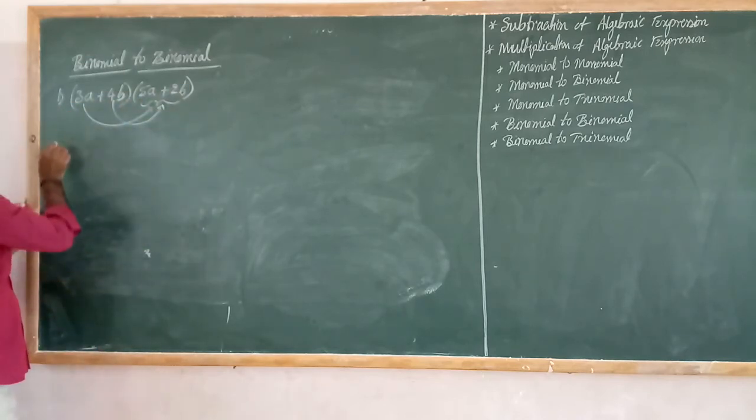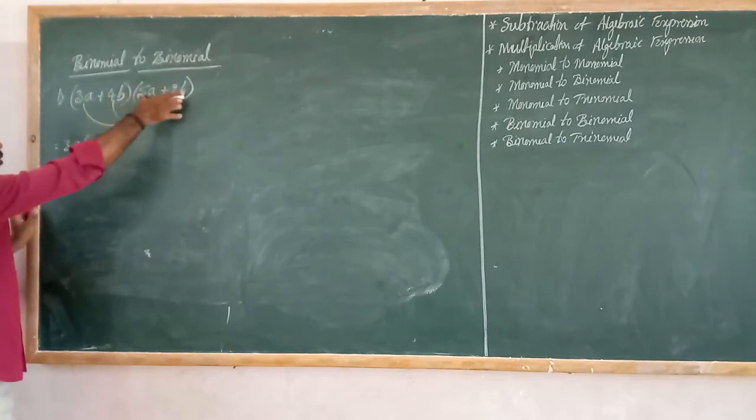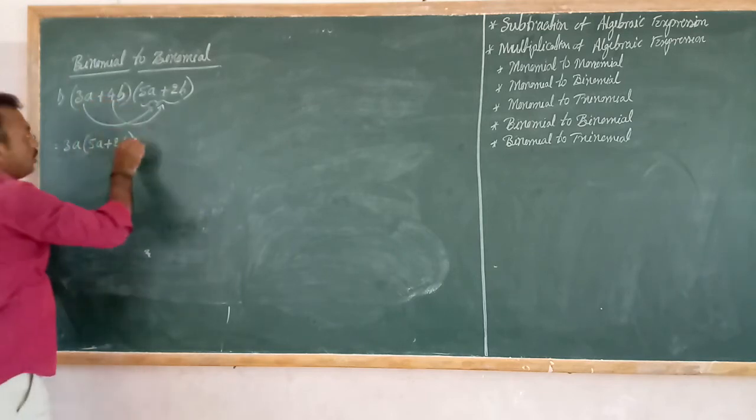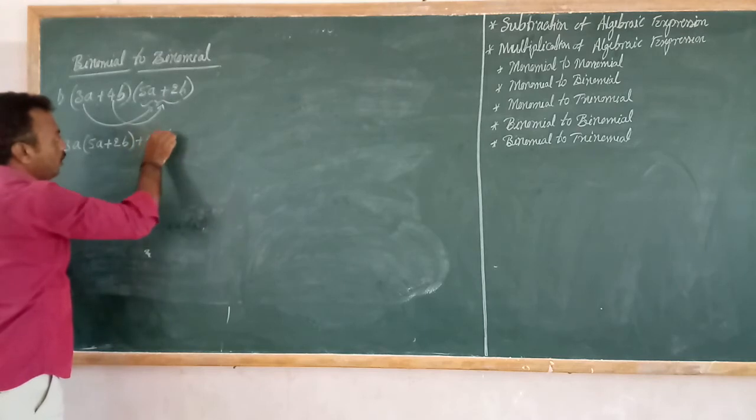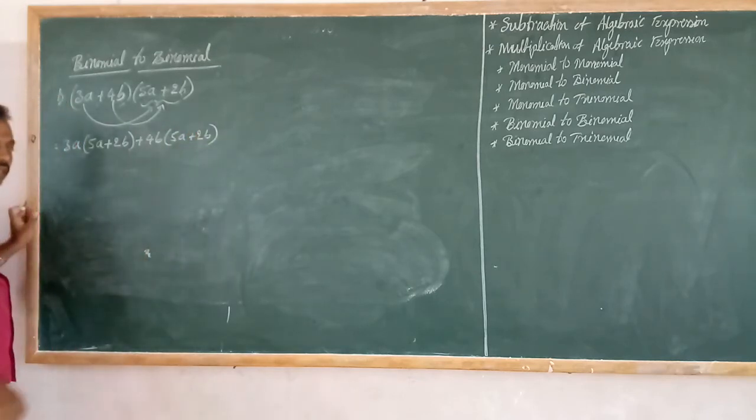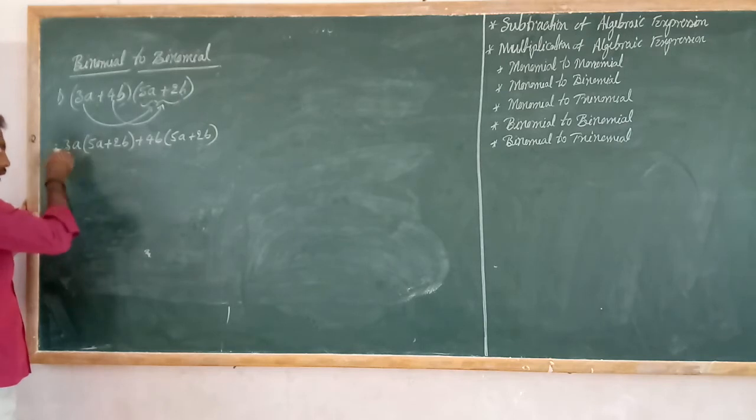Okay, first I will take 3a. This term we should multiply to the whole term. What is the whole term? 5a plus 2b. Okay. After that, plus 4b. Again we should multiply by the same term, that is 5a plus 2b. Okay. Can you understand how to write this first step? Yes. So next step, again same procedure, monomial to binomial.